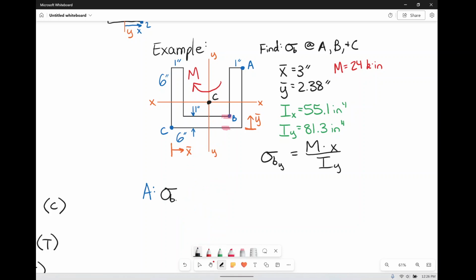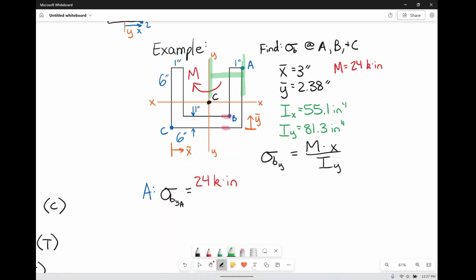So we're bending in the y at point A. We're doing the moment, which is still 24 kip inches. Now we need the x distance that A is from the neutral axis. So again, here's A. Our neutral axis is y this time. We need this distance. How far away is that from our neutral axis about which we are bending? And that distance, I'm going to think of it again as we take the whole width here of 6 and then subtract off x bar.